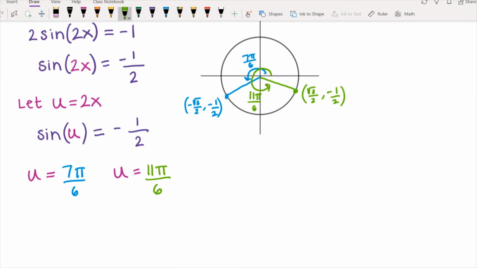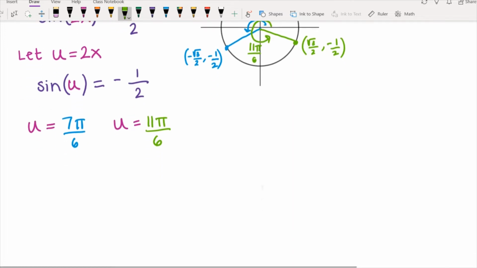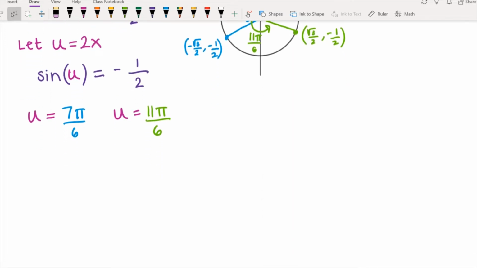But now we have to go back to the fact that we're not trying to solve for u, we're trying to solve for x. And so instead of writing u is equal to these things, let's write 2x is equal to each of these things. So 2x is equal to 7 pi over 6, and 2x is equal to 11 pi over 6.